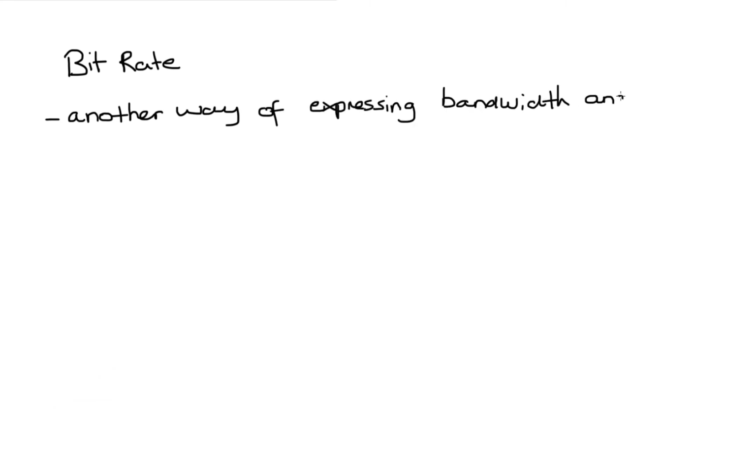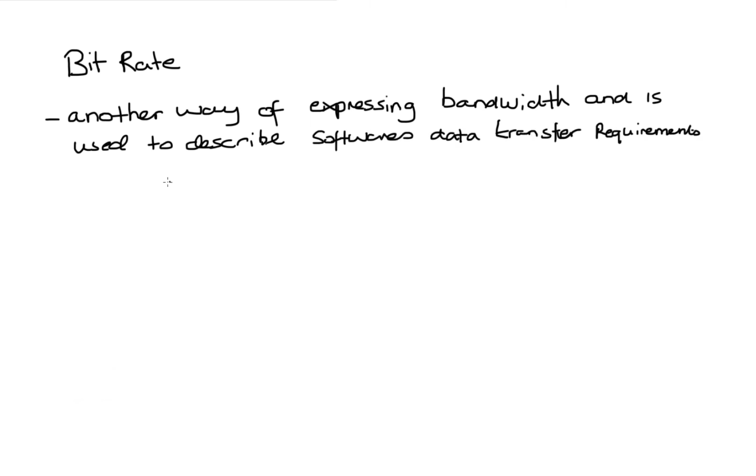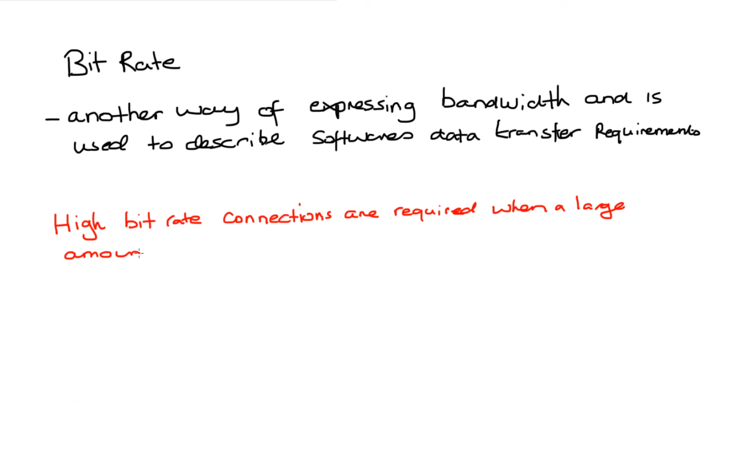So you might have heard of something called bitrate before. Bitrate is another way of expressing bandwidth, and it's used to describe a software's data transfer requirements. So high bitrate connections are needed when you're trying to send a large amount of data in a short amount of time.